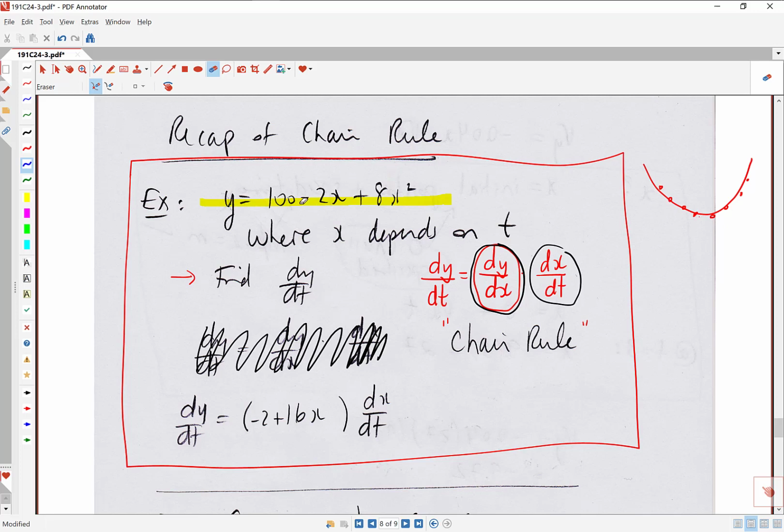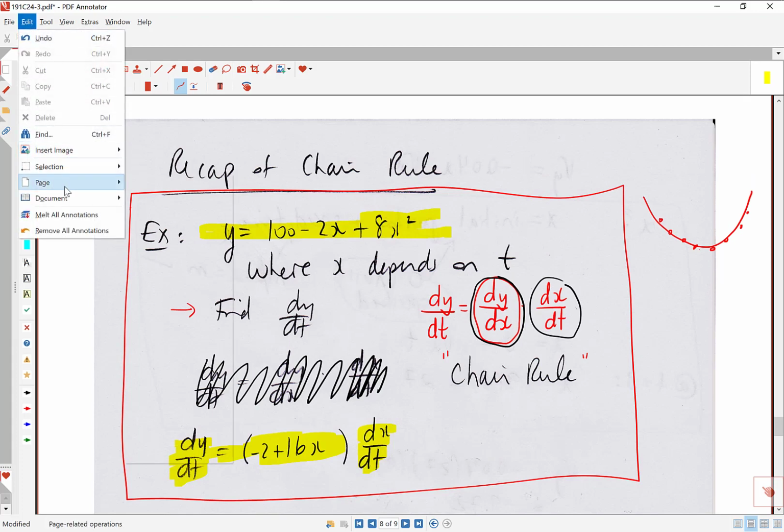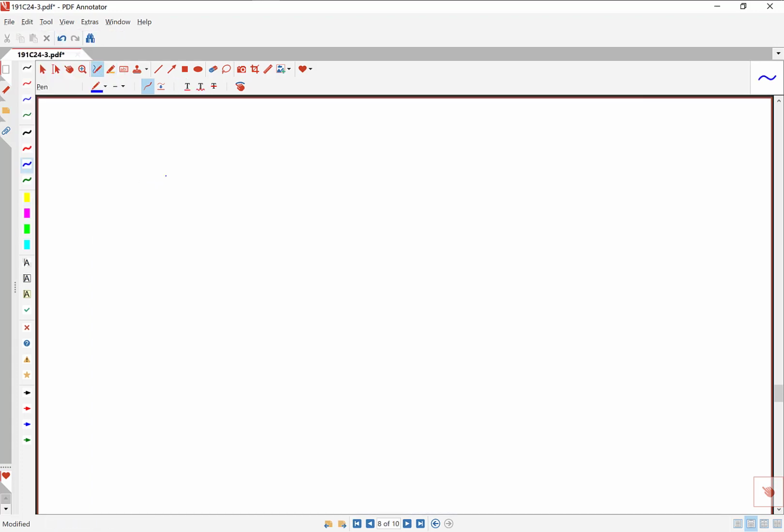Okay, so how would that help us in this specific problem? Well, let's say someone has given us a formula for y in terms of x, and they're asking us to find dy by dt. Well, we would say dy by dt is going to be the derivative of y with respect to x, so -2 plus 16x, and then that all gets multiplied by dx by dt. So let's just break into a new page and try a fresh version of that. Always good to put some new numbers in there.